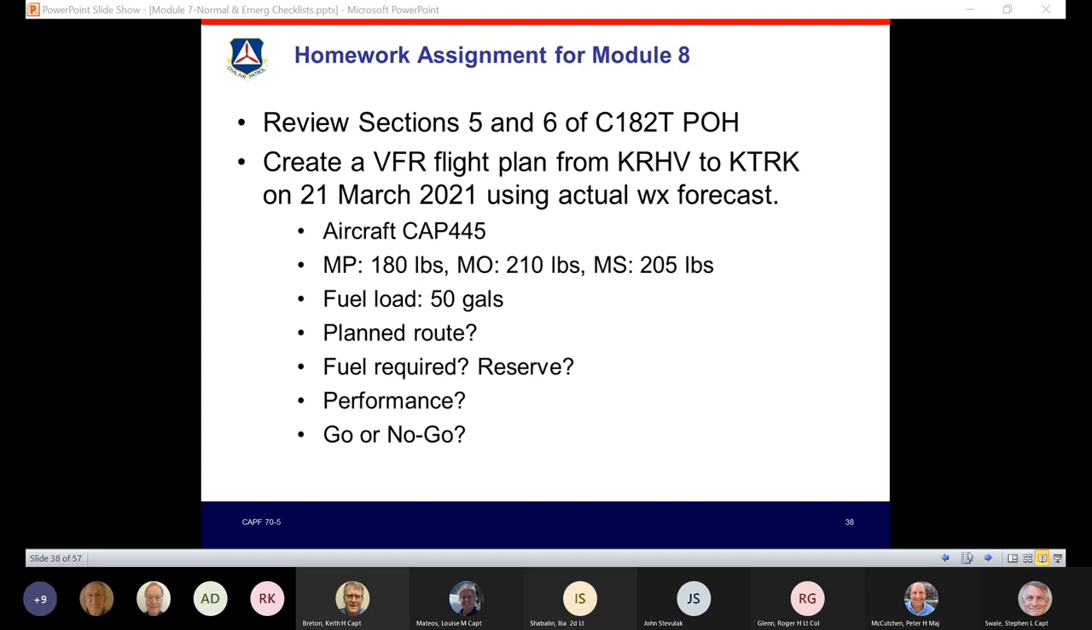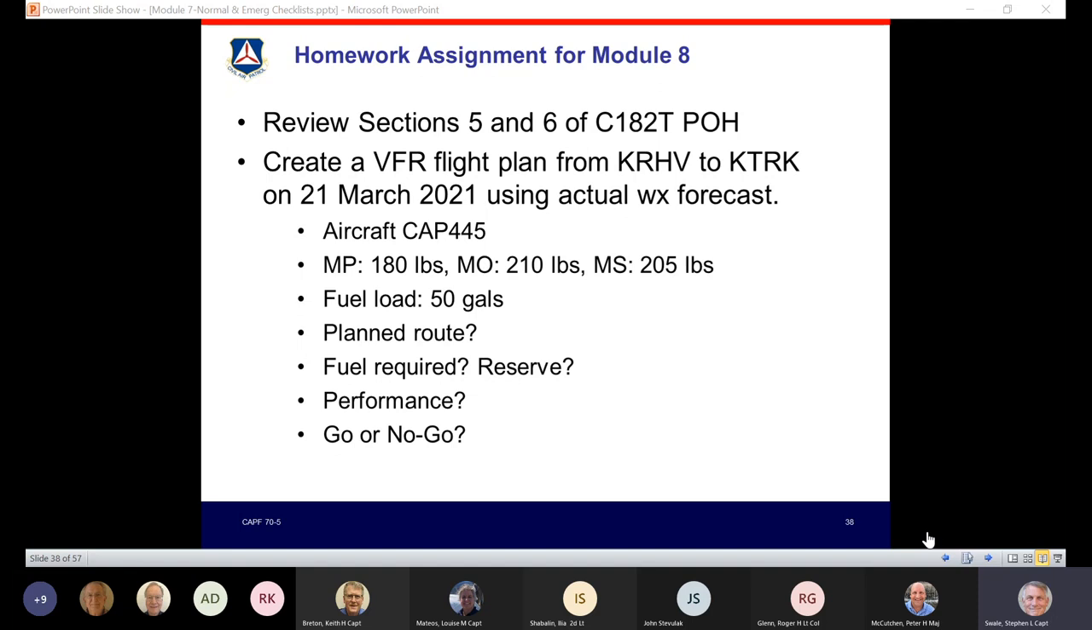You pull up ForeFlight, which we all have for free now, and it does it for you, sort of. You've got to check it. You've got to make sure it's doing what you want it to do. And you have to have it set up with your aircraft. So what do you have on the next slide?